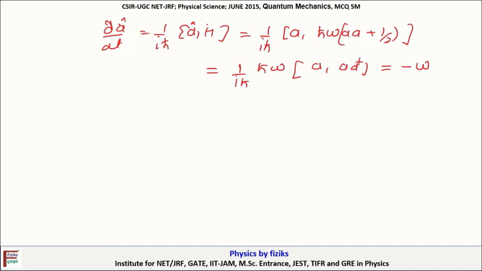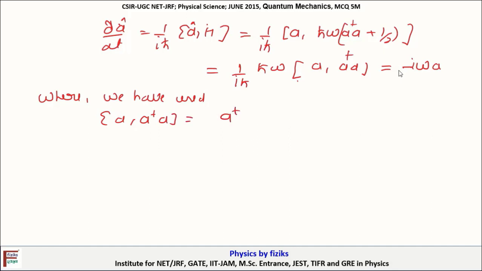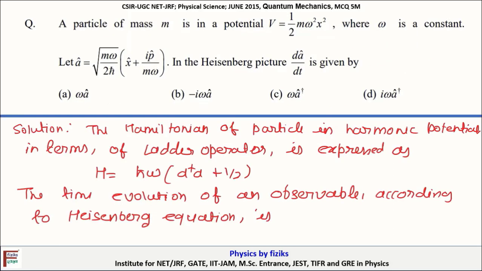Here I made a mistake with A dagger. So that would be minus i omega A, where we have the commutator of A dagger A with A, which equals A dagger commutator of A plus commutator of A dagger with A times A, which is equal to A. Thus, our option minus i omega A is correct for this problem.